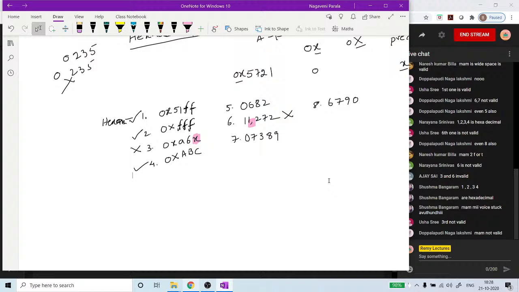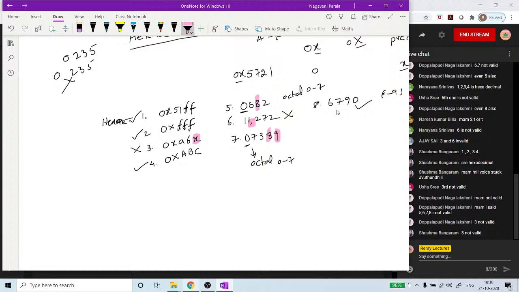See here, it is preceded with 0. When it is preceded with 0, it should be octal. When it is octal, only 0 to 7 are allowed. But 8 is present here, and 8 should not be there. Here also, when it is preceded with 0, it is octal. But octal means 0 to 7 should be there. If you observe here, 8 is there and 9 is there. 8 and 9 are not digits of octal. That's why these two are invalid.